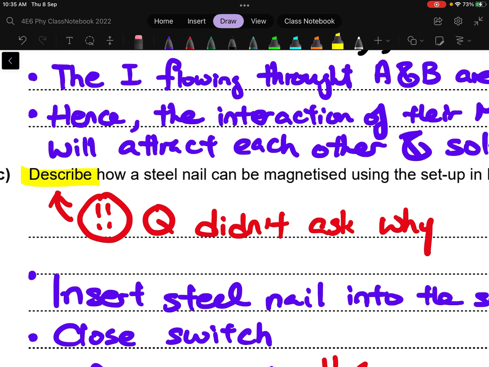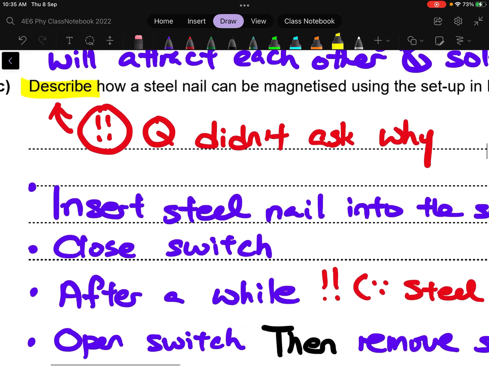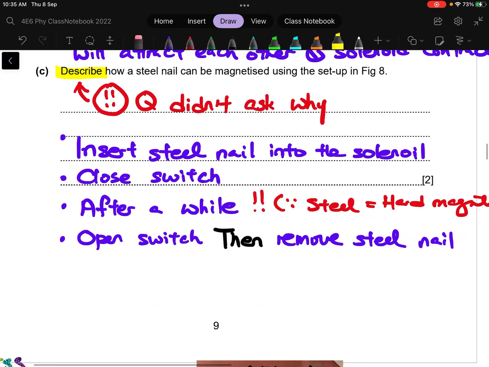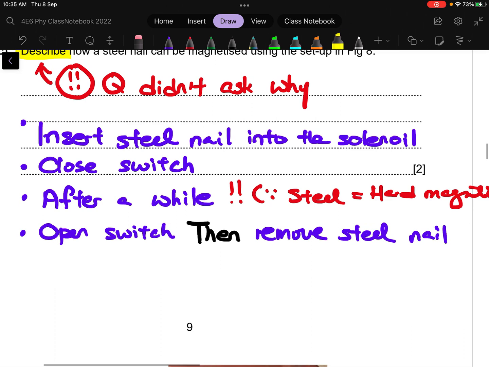The question is simply asking you, can you tell me the steps on how to magnetize a steel nail if you have a solenoid? That's all. You don't need to provide any explanation. I'm only looking at steps. So in your steps, of course, you need to tell me that you are going to place the steel nail inside the solenoid. Because the nail is made of steel, which is a hard magnetic material, you need to tell me that you need to wait for a while. I'm looking for this statement, after a while.